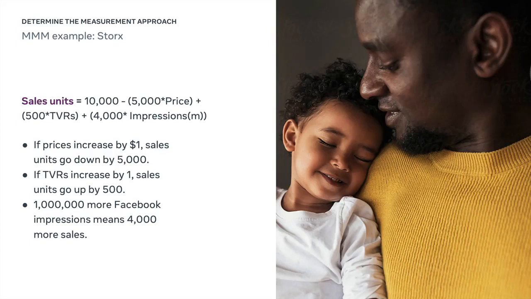Now that they have this model, they hypothetically know that if prices increase by $1, sales units go down by 5,000. If TVRs increase by 1, sales units go up by 500. 1 million more Facebook impressions mean 4,000 more sales. They can use this information to optimize their budget for next year. Of course, this is a simplified model. In reality, there would be more variables that affect their sales.